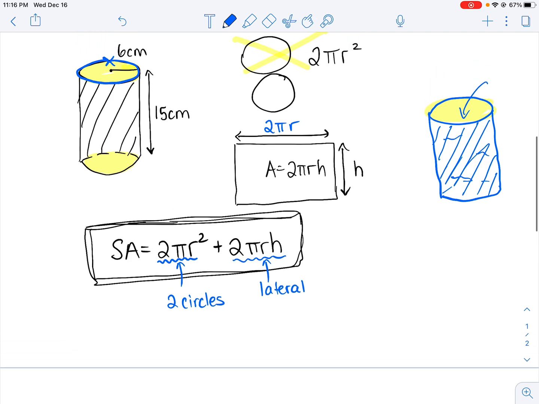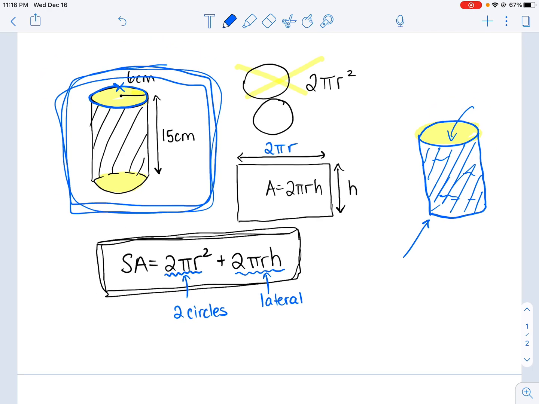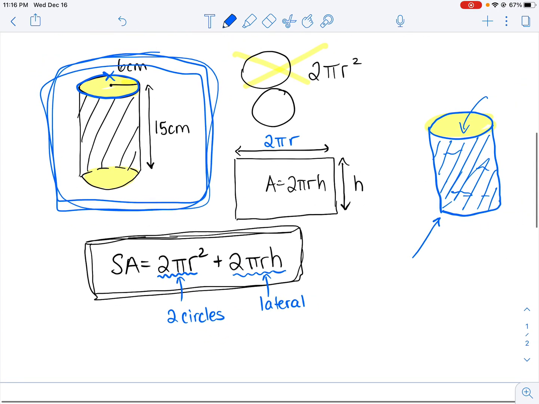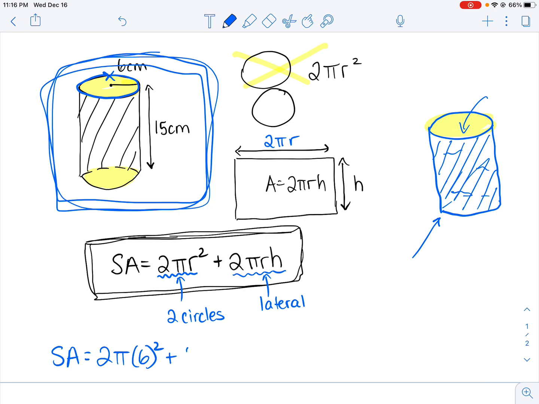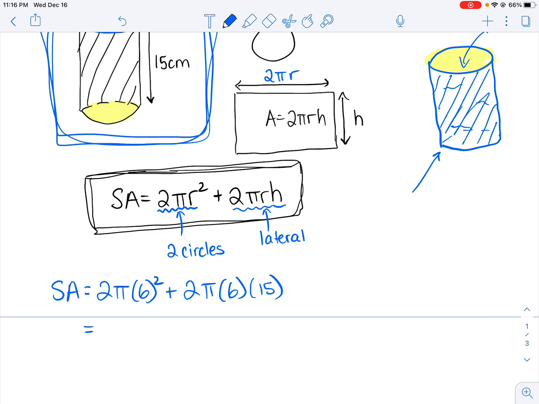Okay, so to calculate this glass, no, just kidding. Okay, let's do this one first. To calculate the surface area of this whole cylinder, the whole deal, we would do 2 times pi times 6 squared plus 2 times pi times 6 times 15. And we just do the math. I actually don't have a calculator, so I'm not gonna do it.